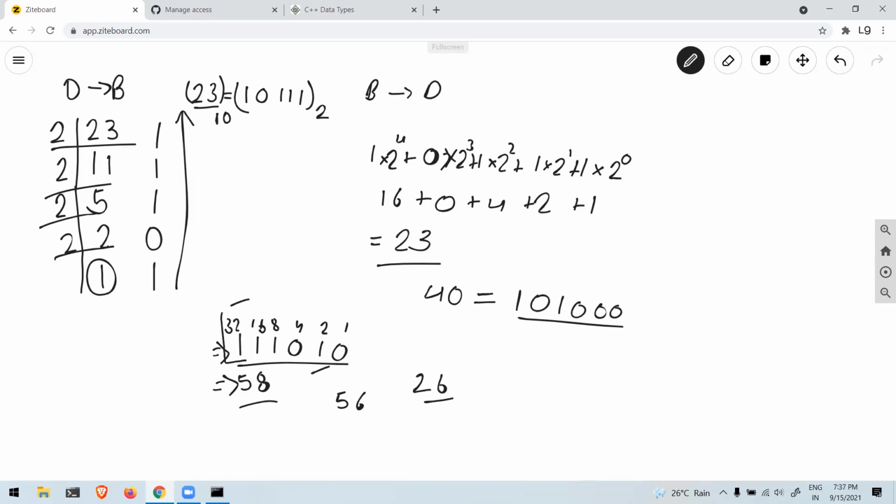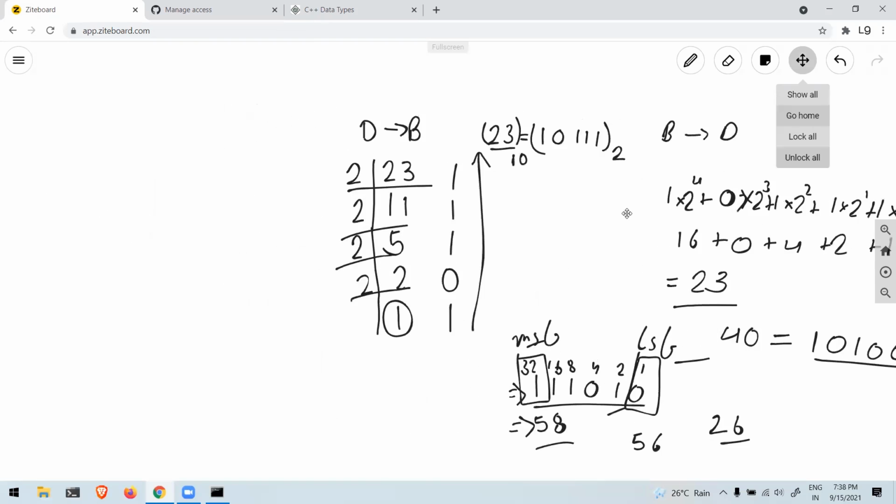That's why the bit on the leftmost side is called MSB. The one on the right-hand side, because it would have the least impact on a number if it gets changed, is called LSB, or least significant bit. This is the most significant and this is the least significant. That's the idea behind the notion of MSB and LSB.